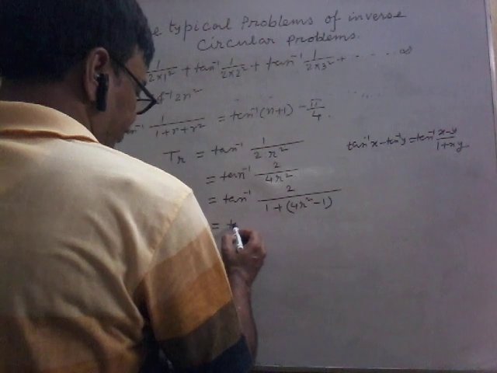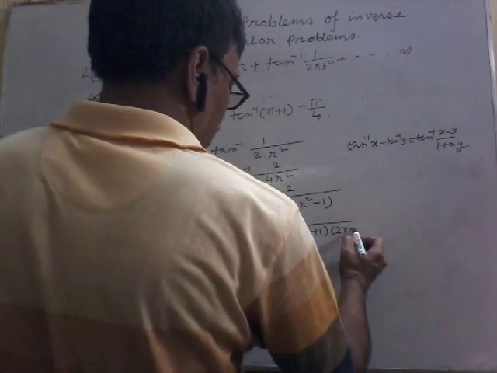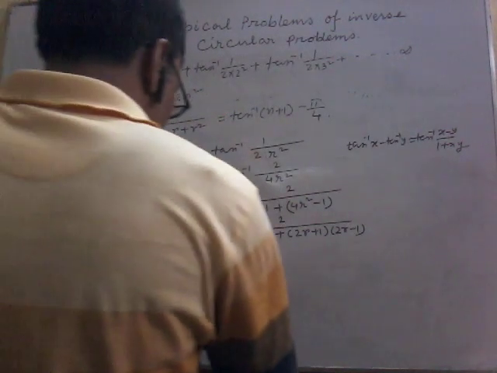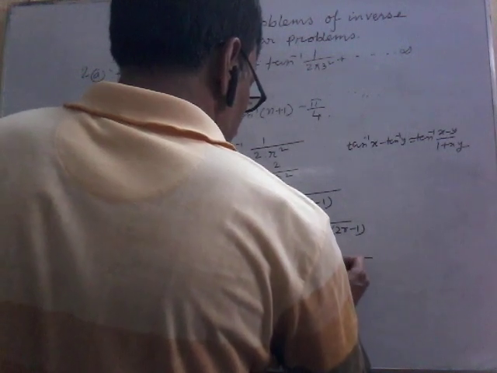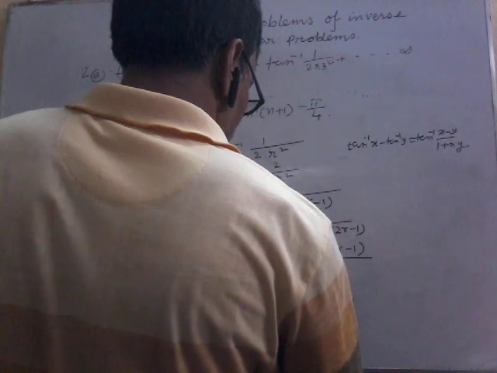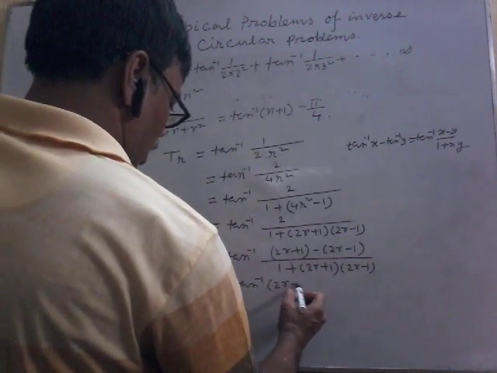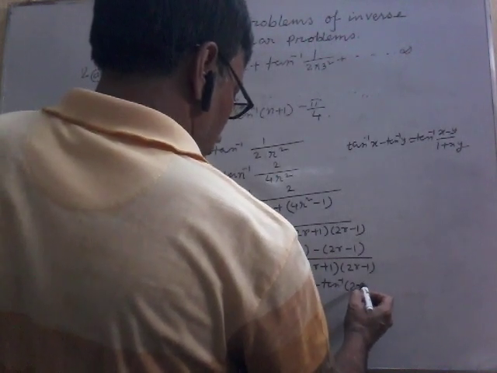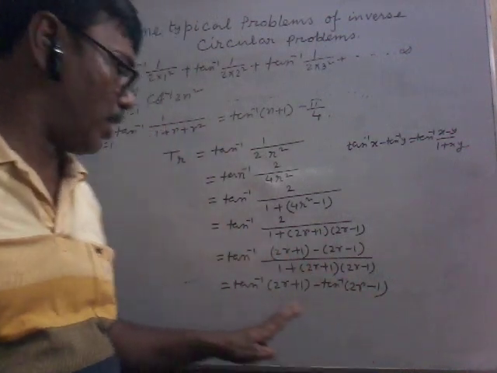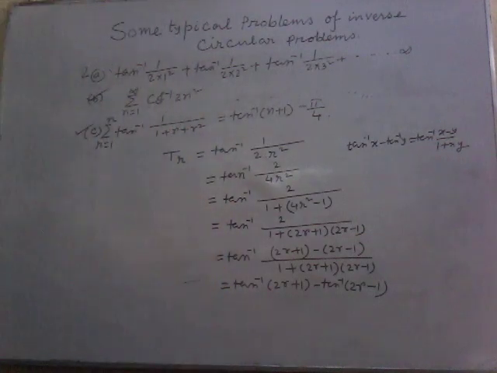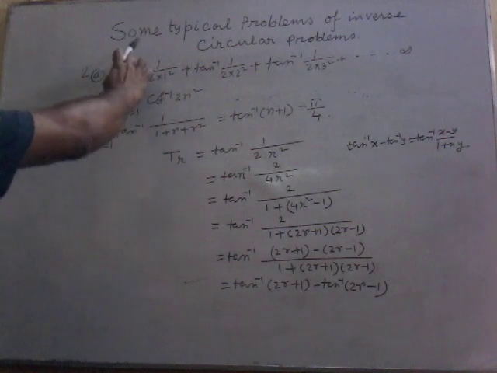So tan inverse of 2 by 1 plus (2r plus 1) into (2r minus 1), equals tan inverse of (2r plus 1) minus (2r minus 1) over 1 plus (2r plus 1)(2r minus 1), equals tan inverse (2r plus 1) minus tan inverse (2r minus 1). So this is our main aim. In AP series, you have to express TN as a difference of 2 terms. So tan inverse (2r plus 1) minus tan inverse (2r minus 1). This is TR.